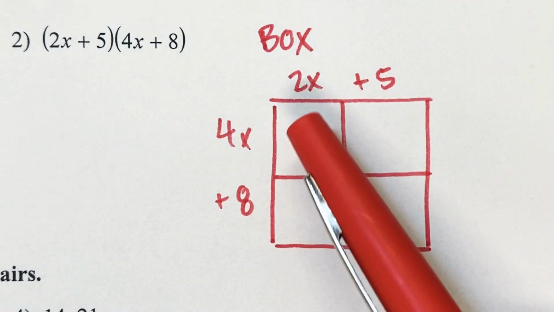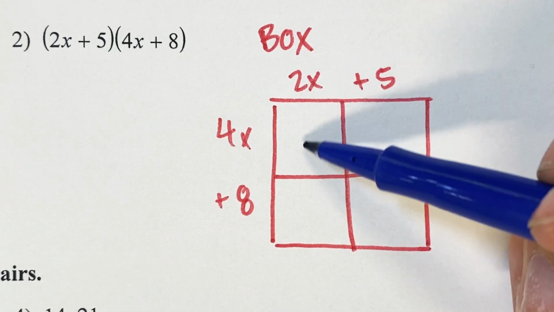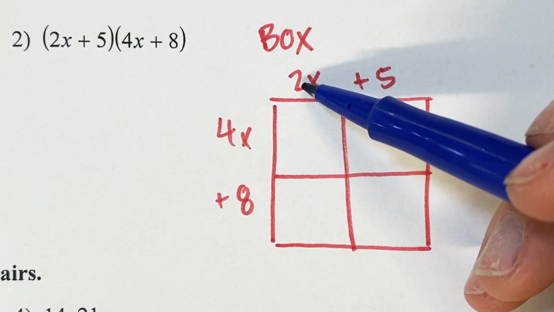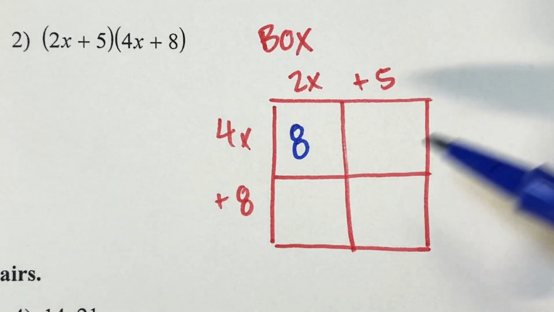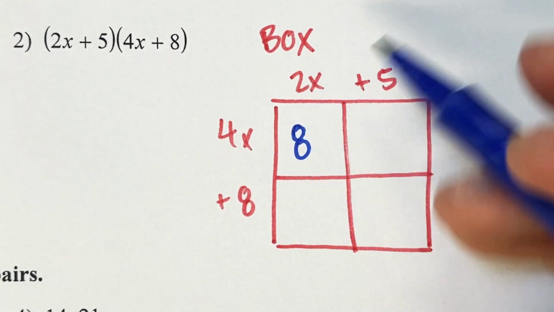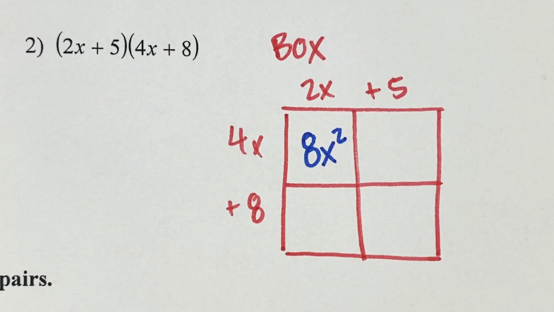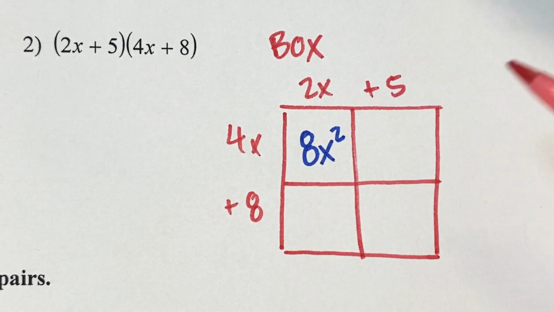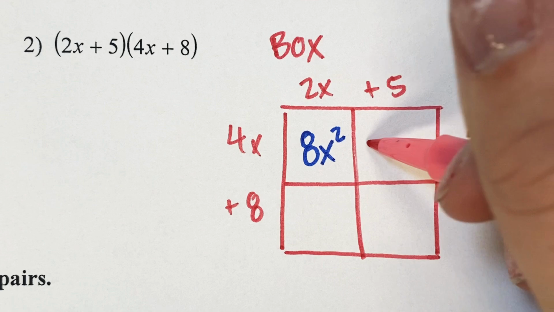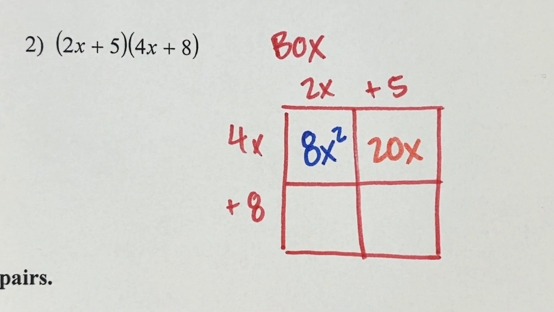Let's fill in our boxes. Our first box lines up with 2x times 4x. What is 2 times 4? It's going to give me 8. I have 2 x's being multiplied, so x squared. That's our first box. The second box lines up with 5 times 4x. What is 5 times 4? It's going to give me 20. 1x attached, so 20x.